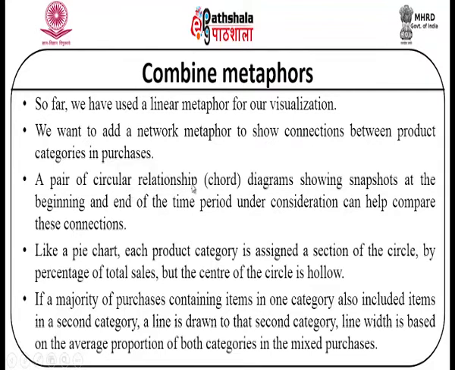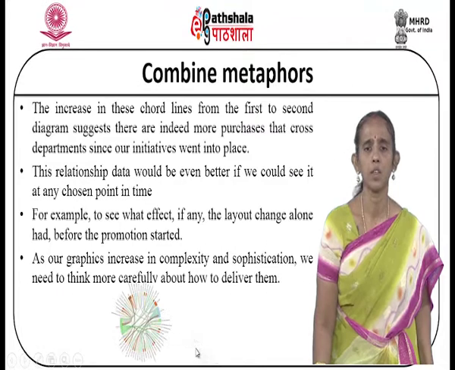A pair of circular relationship or chord diagrams is being considered, which shows the snapshots at the beginning as well as the end time period, and can also help compare these kinds of connections. Like a pie chart, each product category is assigned a section of the circle by percentage of total sales, and the center of the circle is hollow. If the majority of purchases containing items in one category also included items in the second category, a line is drawn to the second category, and the line width is based on the average proportion of both categories in the case of mixed purchases. This is an example of the chord diagram that we are talking about.